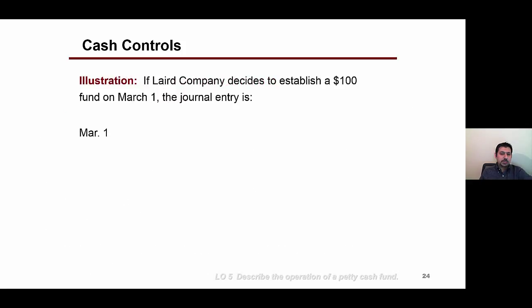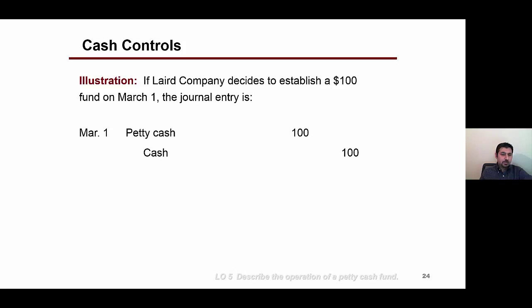So let's look at this example here. This is an example where the company establishes a petty cash fund. If Laird Company decides to establish a $100 fund on March 1st, the journal entry is here. The account that will be debited is called petty cash. So petty cash will be debited $100, and because the company used cash to establish this account, cash will be credited $100. Now this is only for the establishment of petty cash.